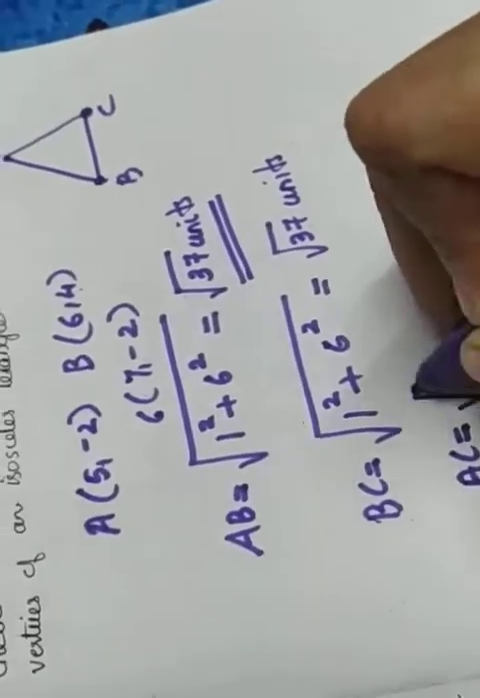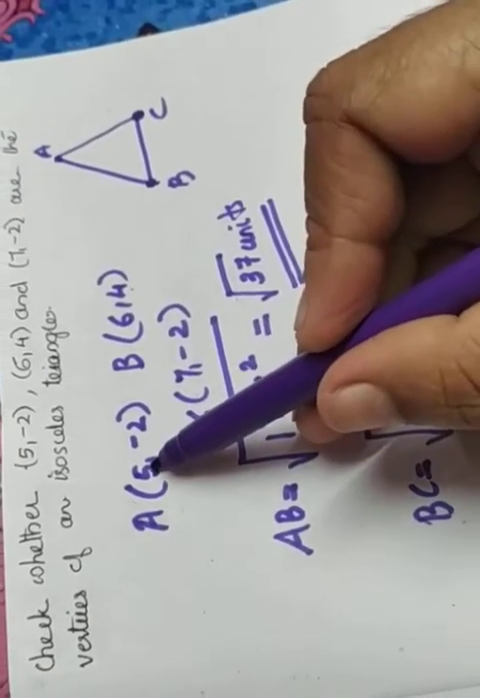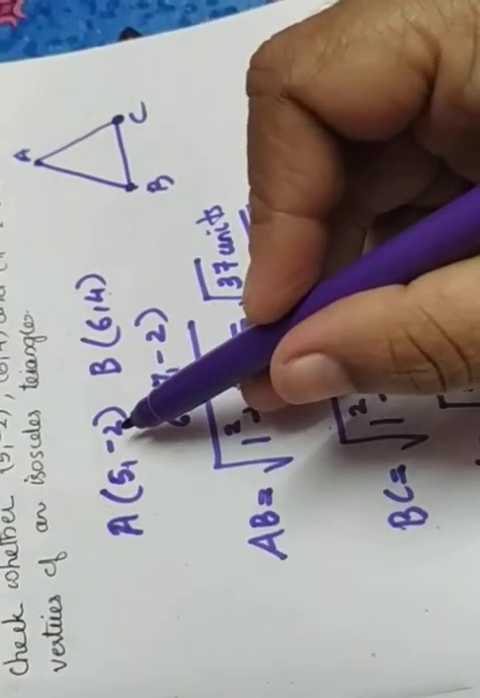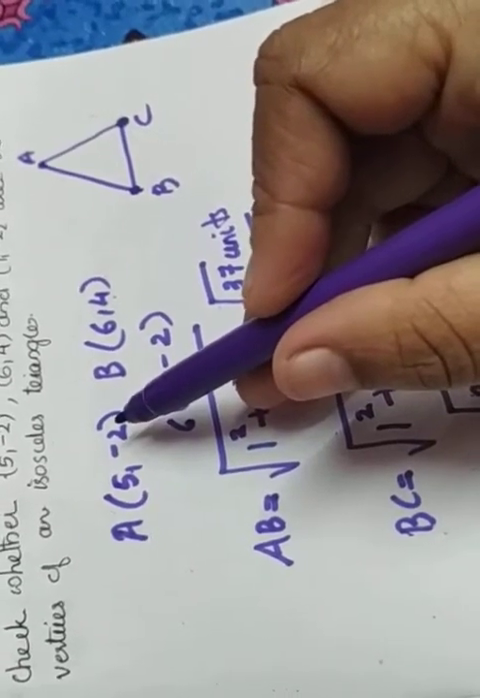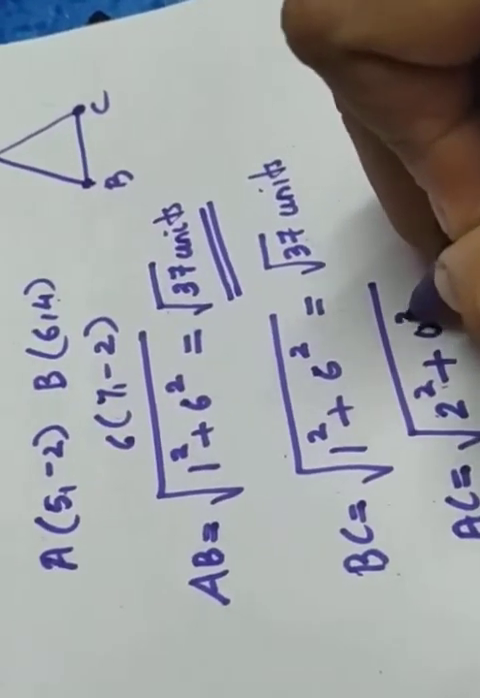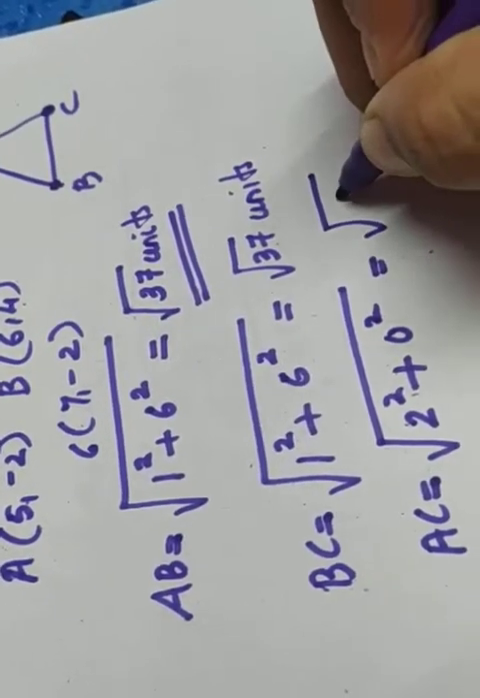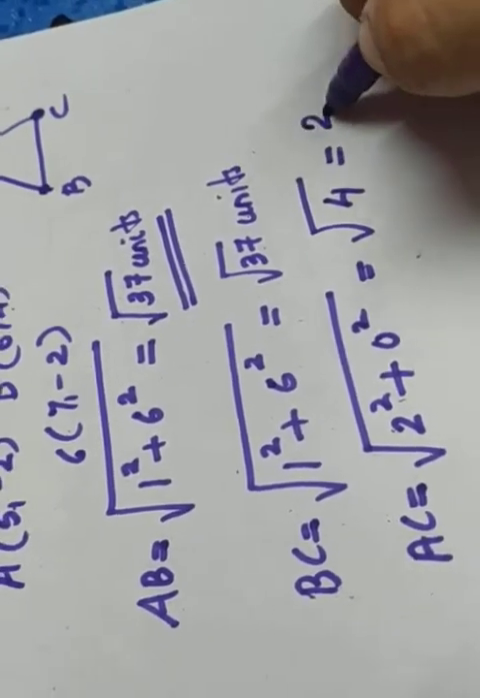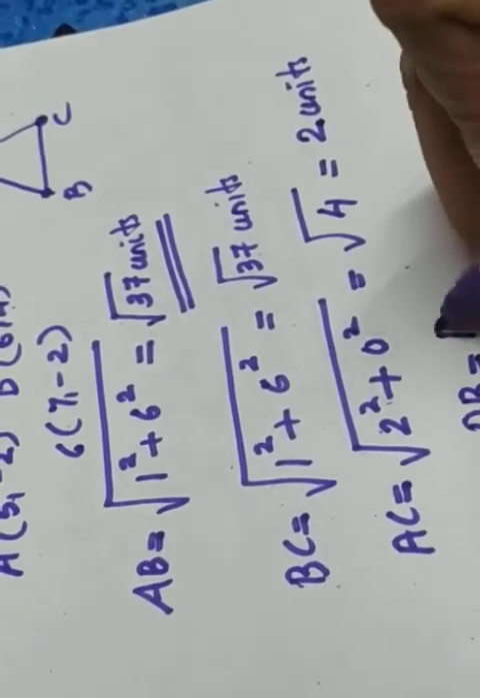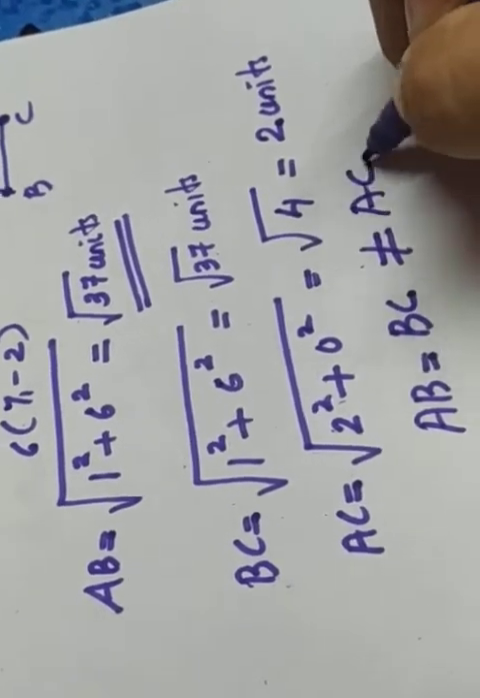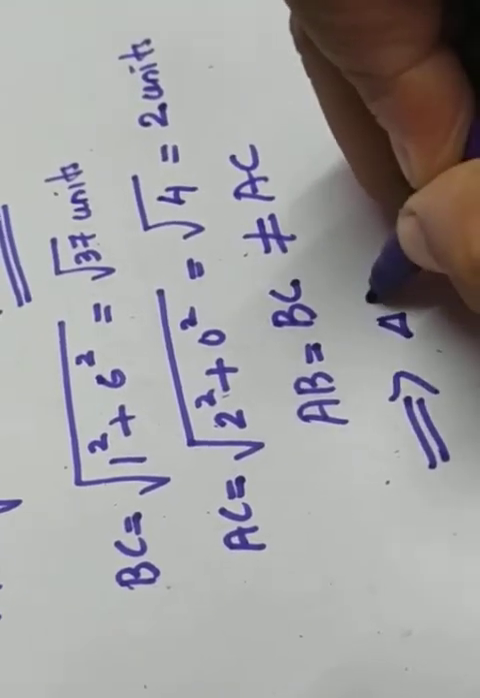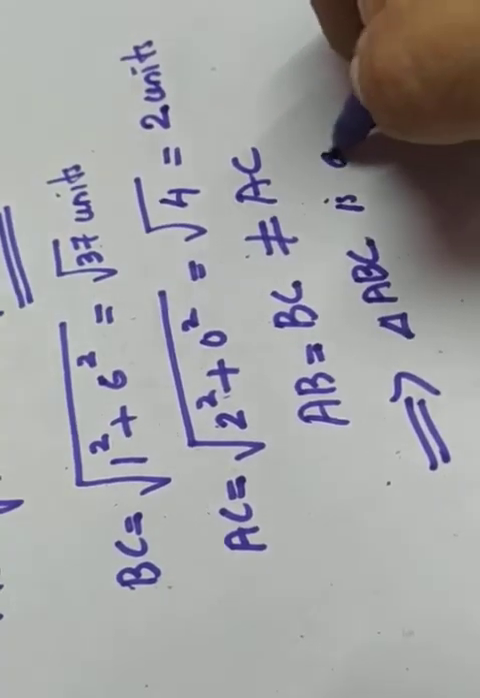AC is equal to the square root of (7 minus 5), that is 2, squared, plus (-2 minus -2) squared. Minus 2 minus minus 2 will give you plus 2, isn't it? So we are getting -2 plus 2, which is 0, and 0 squared. So we are getting the value inside the square root as 2 squared, which is 4, and the square root of 4 is 2 units. So what is the conclusion? AB is equal to BC and not equal to AC. Therefore, of all the three sides, two sides are equal. So what triangle is it? The triangle ABC is an isosceles triangle.